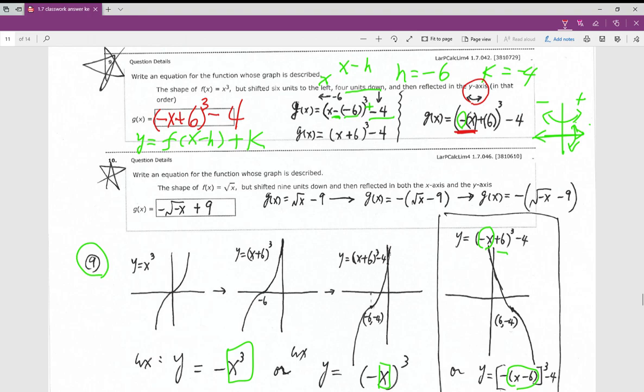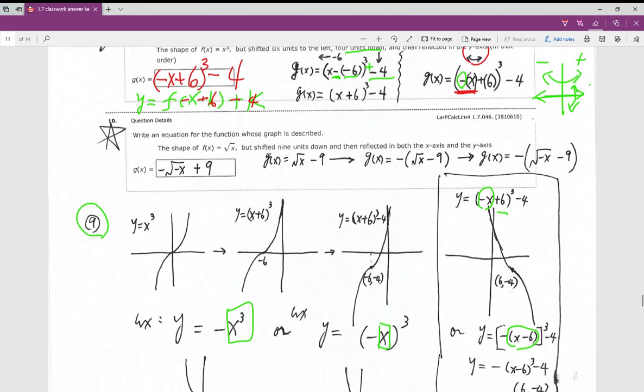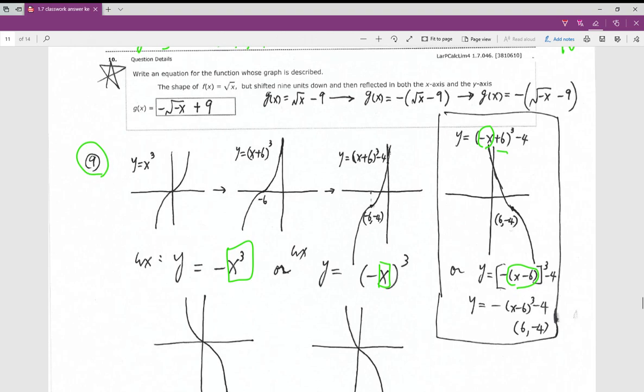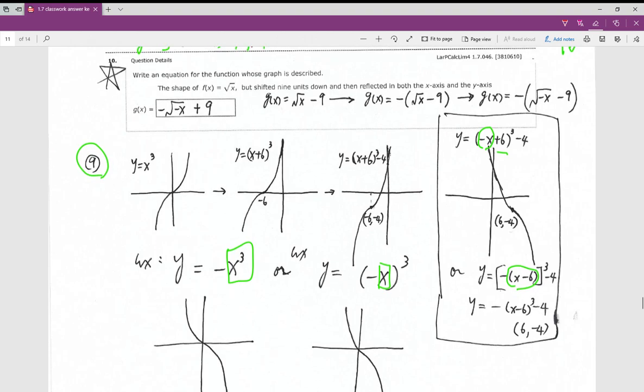Or you can say it's the negative x plus 6, and then minus 4, right? Okay, this goes to number 10. Oh, I said I wanted to talk about number 9. Okay, let's talk about number 10 first, and then it goes to number 9 as an extra example here.